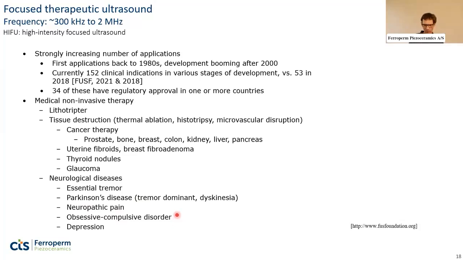I'll give some examples in the next. I'll just point out that you may have heard the term HIFU, high intensity focused ultrasound, which is quite popular in this field.